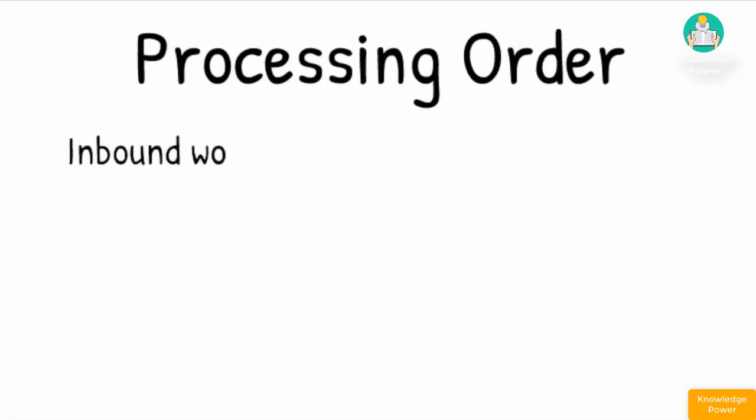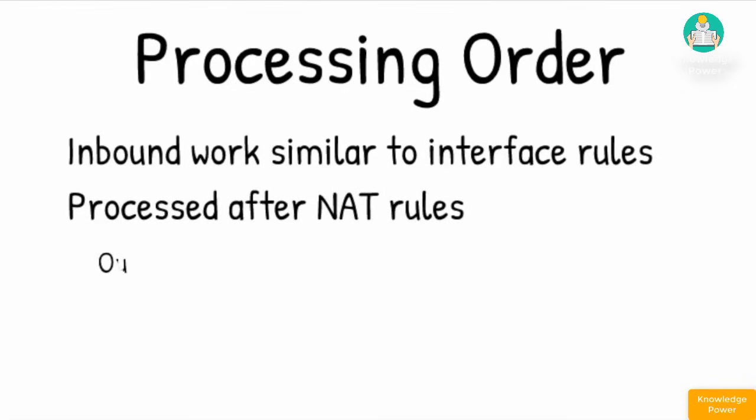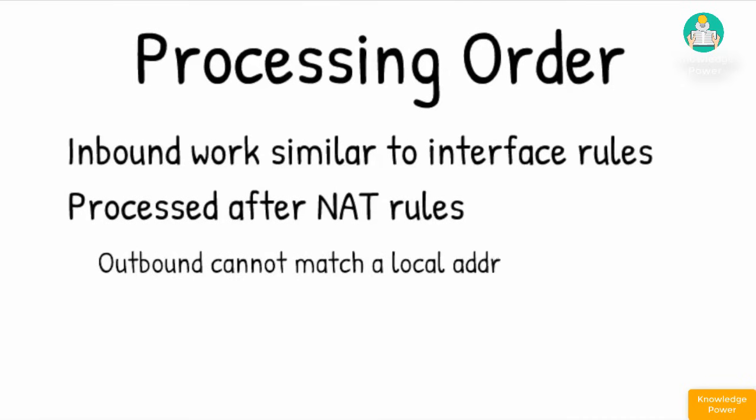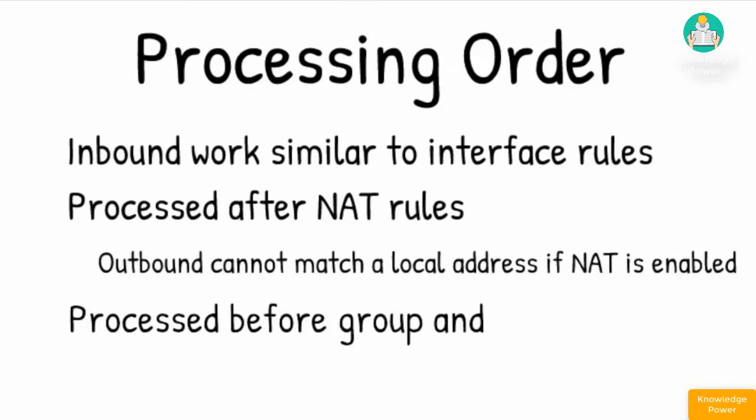What is the processing order for floating rules? Rules for inbound traffic on floating rules work very similarly to interface rules. Firewall rules are processed after network address translation or NAT rules. So rules in the outbound direction cannot match a local source. You would have to specify the NATed IP address. And floating rules are processed before interface rules and group rules.